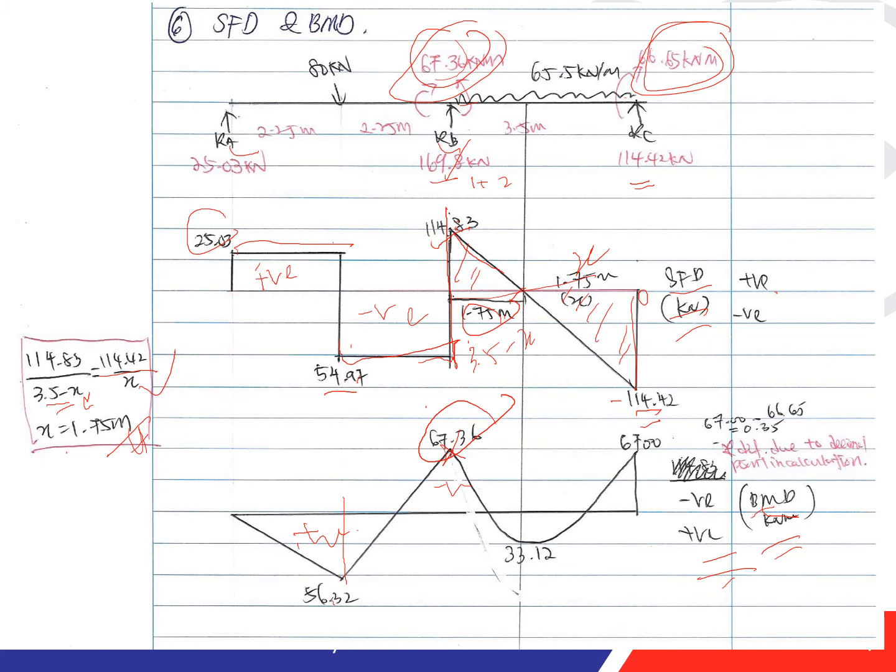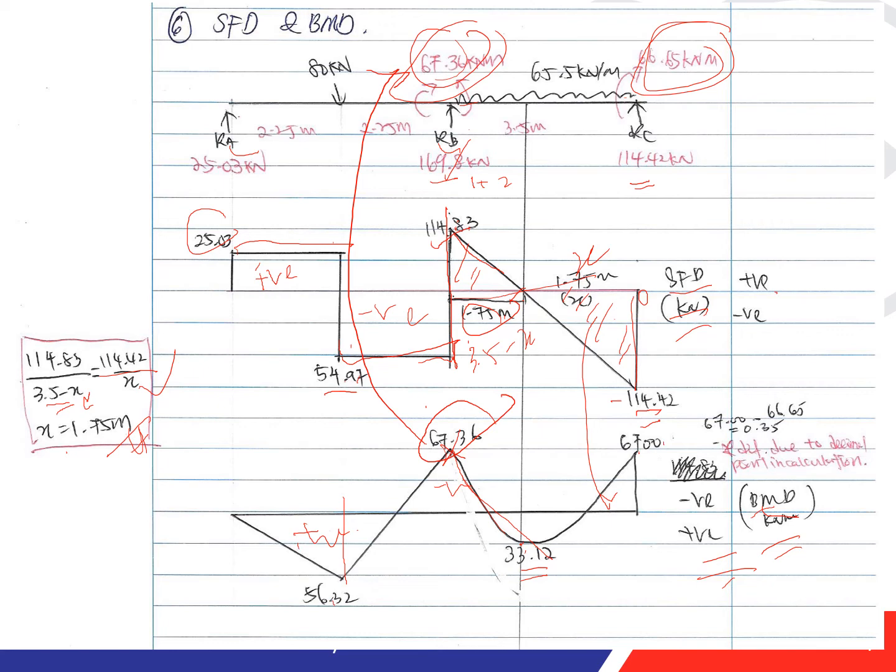From this you will subtract this, and have you noticed, you can see that the moment here is 67.36. So it must be the same as the moment at the RB here. It's the same value. So here 67.36, and then you subtract this area, you will get 33.12. It is curved because this is triangular.